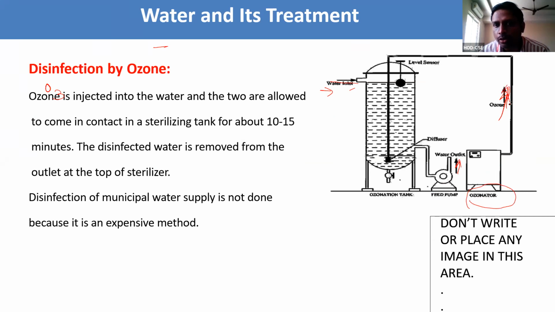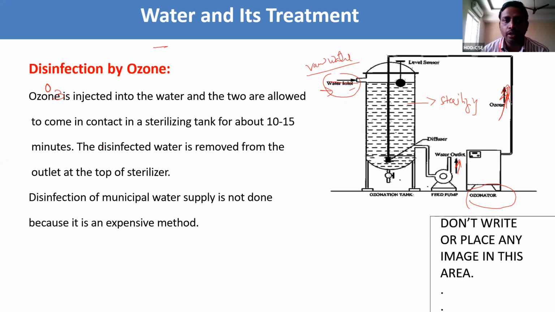The ozone is injected from this side and allowed to come in contact with the water in this sterilizing tank for about 10 to 15 minutes. This is the water inlet, which carries raw water containing organic matter. The treated water is removed from the outlet at the top of the sterilizer.